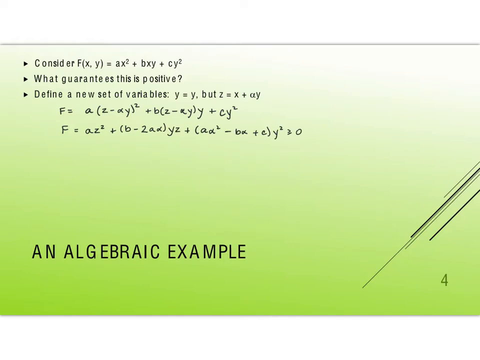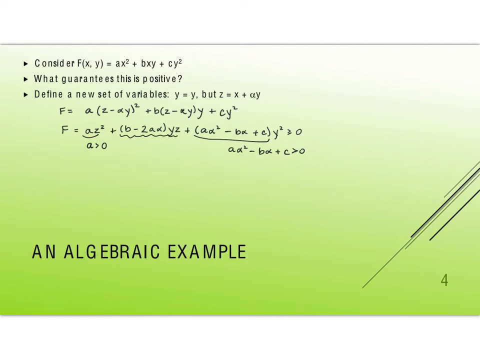And if I look at this, I know that if I want this to be positive, something squared will be positive, so therefore I know that I need to require that a is going to be greater than 0 based on this. And based on this grouping, since y squared will be positive, I need to guarantee that a alpha squared minus b alpha plus c will be greater than 0. And then we have this piece here.